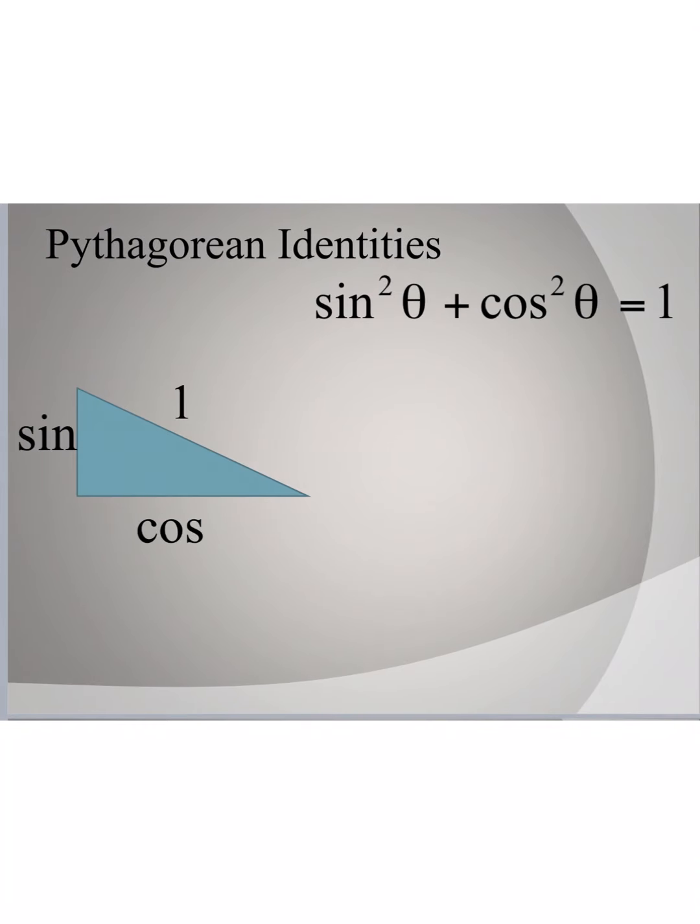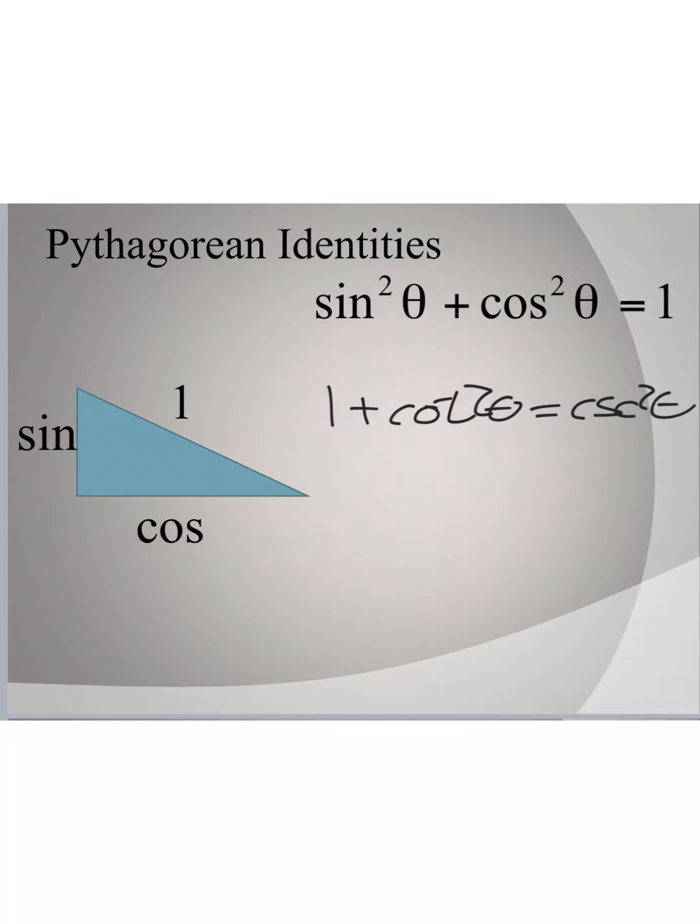Going back and reviewing our Pythagorean identities, based off of the triangle and the fact that sine is our y value and cosine is our x value, and we have a hypotenuse of 1, we see we have our first identity of sine squared of theta plus cosine squared of theta is equal to 1. If we take that identity and we divide it by the sine squared, we end up getting 1 plus cotangent squared is equal to cosecant squared. And that gives us our second identity.